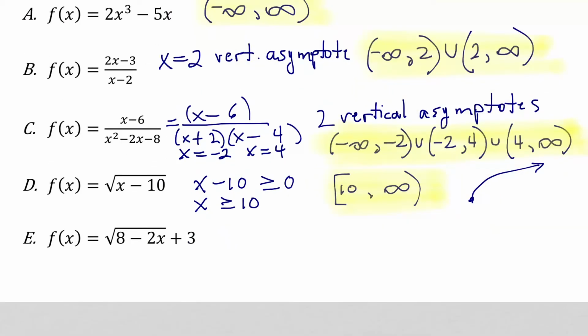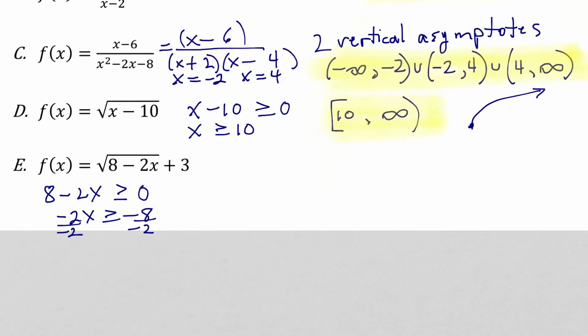Okay, the last one has another square root function as a part of it, and it's got this vertical translation here on the end, but that doesn't play into the domain. The main issue with the square root function is that what you have underneath the radical must be greater than or equal to 0, so that you don't have an imaginary number. I'm going to solve for x here, so I'm going to subtract 8, and then divide by negative 2. That means x is less than or equal to, flip your sign, 4.